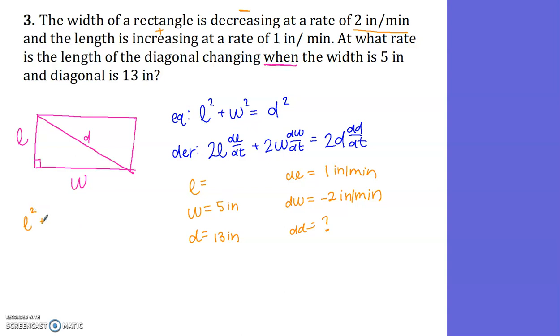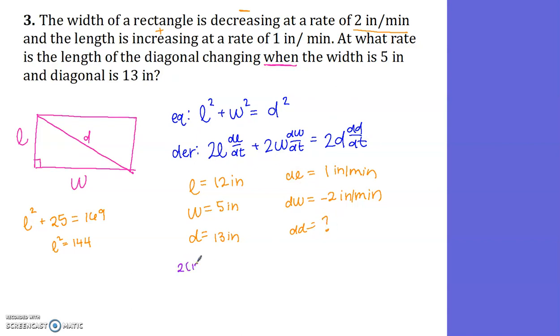So that'll be length squared plus width squared, so 5 squared is 25, equals the diagonal squared, so 13 squared, 169. Subtract 25 and square root it, and this one will end up being a perfect square. So I'm going to go ahead and write that as 12 inches. Then I can take all of this, plug it into the derivative, and solve for dD/dt.